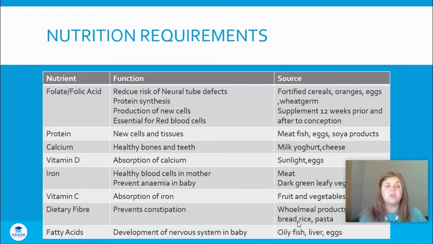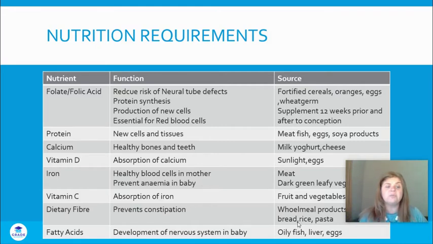First of all, you have folate and folic acid, and you'll remember that from our vitamin section in chapter 1. One of the main functions of folic acid in pregnant women is that it reduces the risk of neural tube defects such as spina bifida. It's involved in protein synthesis, production of new cells, and it's essential for red blood cells. So where will you find it? In fortified cereals, oranges, eggs, and wheat germ. Pregnant women should be taking a supplement of folic acid prior to conception and then for 12 weeks afterwards as well. So that's really important.